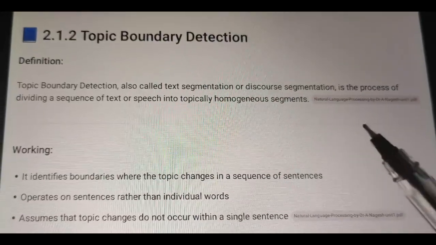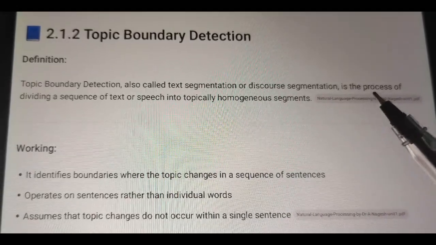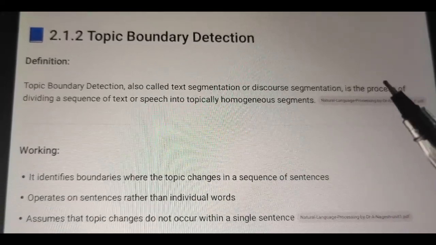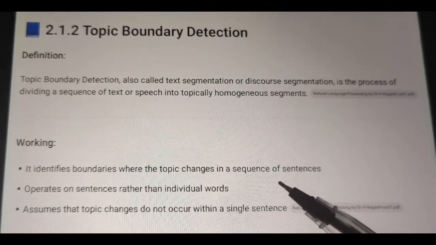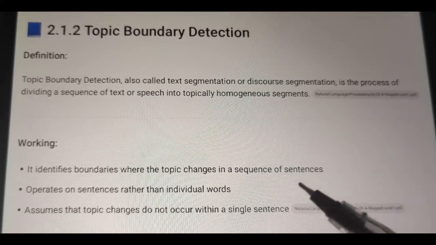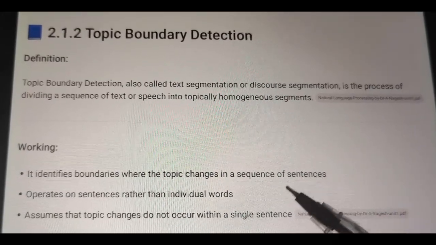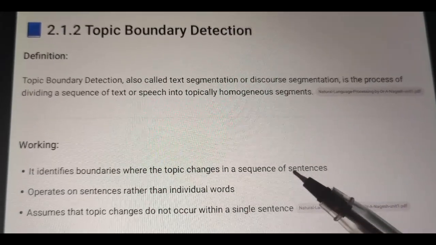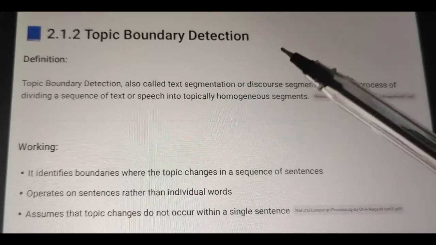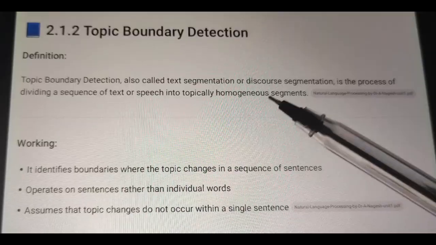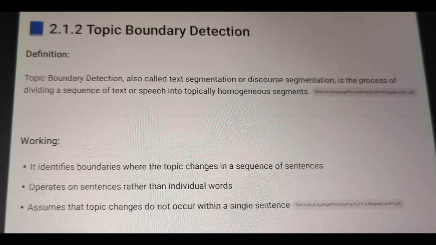Next is topic boundary detection. Sentence boundary detection is about when the sentence is going to end, right? Topic boundary detection is about when the topic is changing. For example, I have a paragraph which consists of 4 sentences. The first 2 sentences are about sports and the next 2 sentences are about music. So the context is being changed, the topic is being changed. So the topic boundary detection should make a boundary after the first 2 sentences.